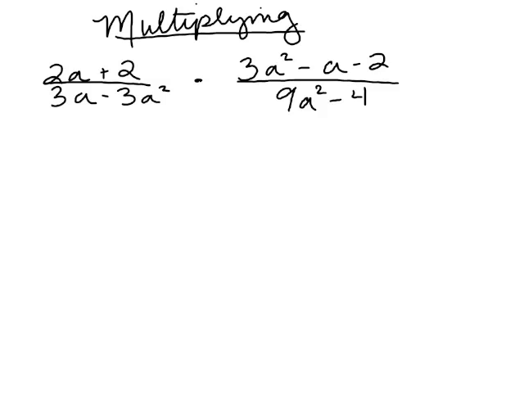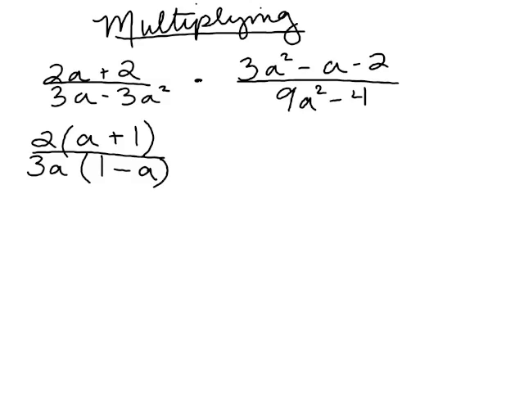Let's start over here on the top. Is there a term I can pull out of both of those? Yes, the 2. So if I pull the 2 out, that turns into 2(a + 1). And then on the bottom, I can pull out a 3a, so 3a times (1 - a). So there's my first fraction simplified.